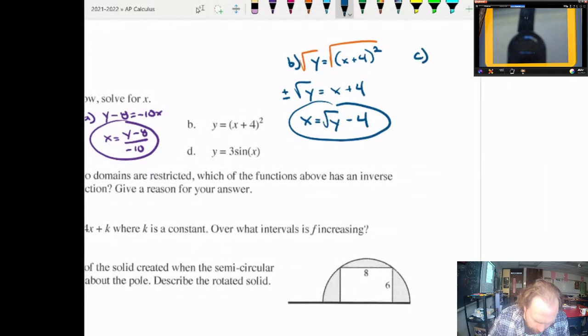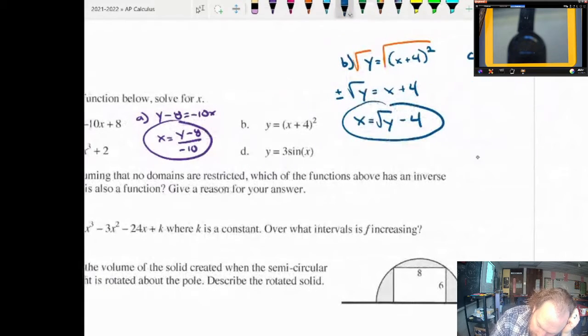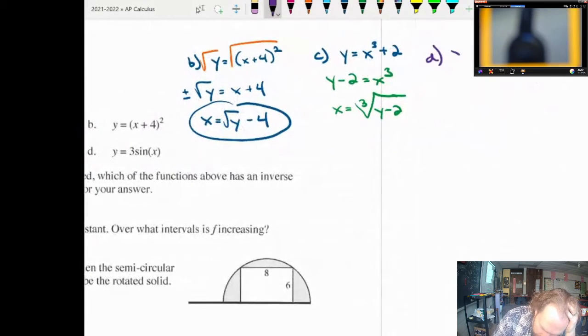Question C. We have y equals x to the third plus 2. This one will be done pretty much the same way as the previous problem. What we're going to do is subtract the 2 from both sides. y minus 2 equals x to the third. And we can find x by taking the cube root of y minus 2. No real problems there. And then we got D, which gives us y equals 3 sine of x.